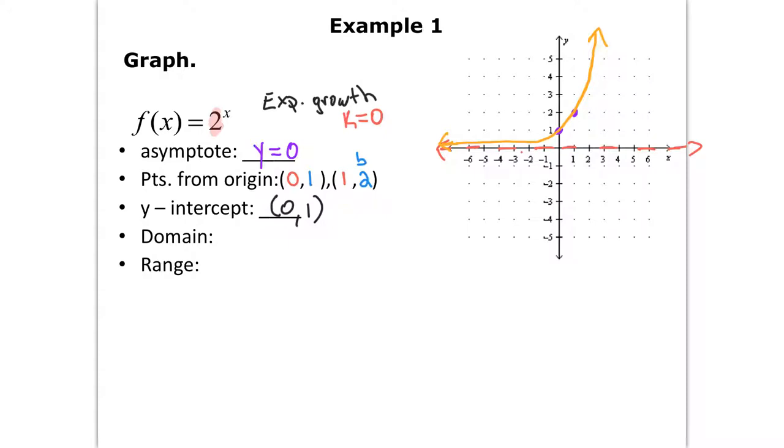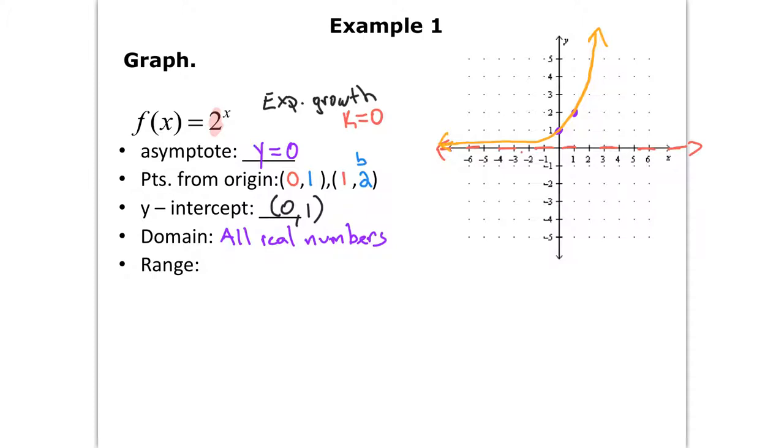When you have an exponential function, domain is all real numbers. So I'm just going to write that down. That means that all the x values work. The graph goes this way to the negative numbers, so it is negative infinity. And then it goes this way to the right, and it keeps going up to the right, and it's positive infinity. That's all real numbers.